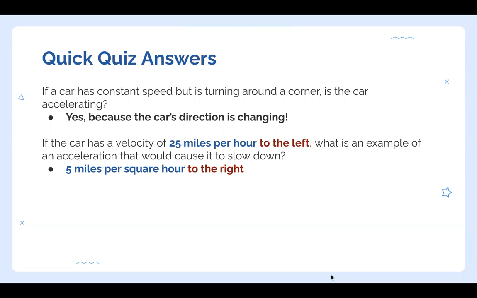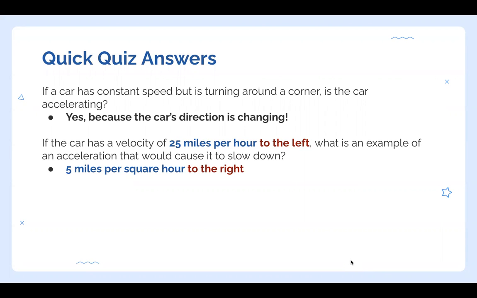And now for the second one. So this one is actually a little bit tricky. So we have a car that is traveling at 25 miles per hour to the left, and we have to come up with an acceleration that causes it to slow down. So we can approach this in two different ways. The first way is we're going to focus on the speed. So we know if an object has a higher speed and then it goes to a lower speed, we can say that the object slowed down. So if an object undergoes a negative acceleration, which in this case would be something like -5 miles per square hour to the left, then it's going to be slowing down since the acceleration is negative.